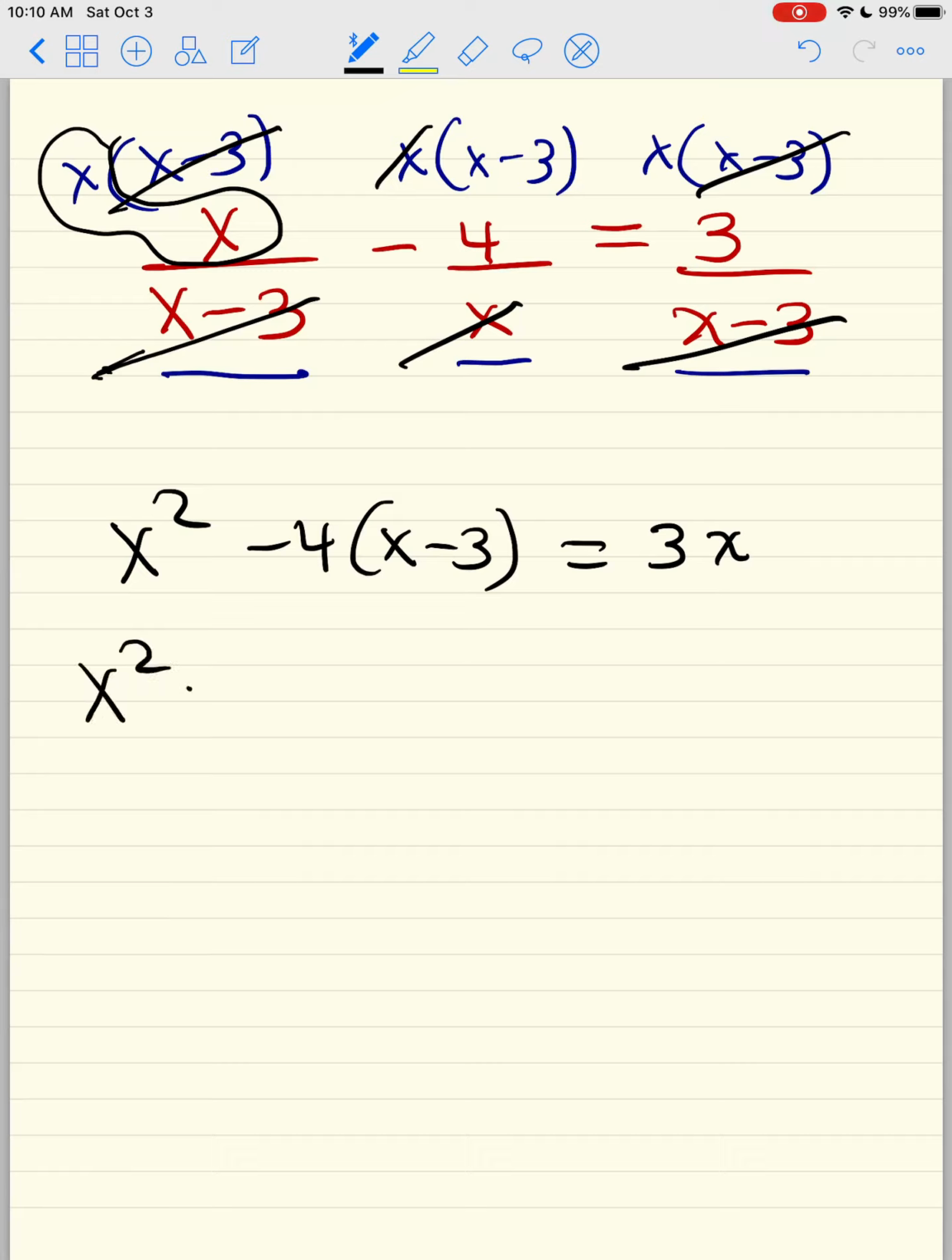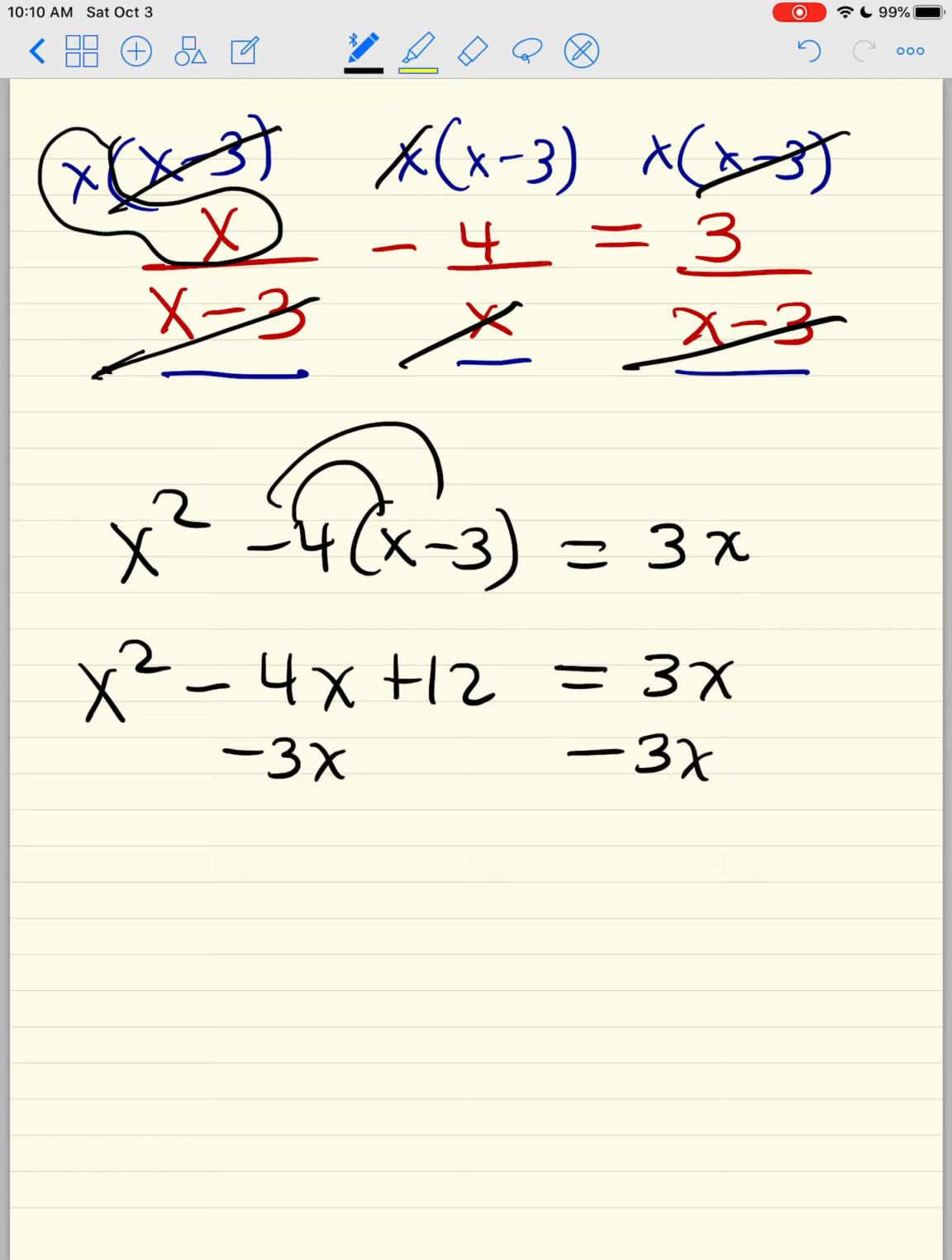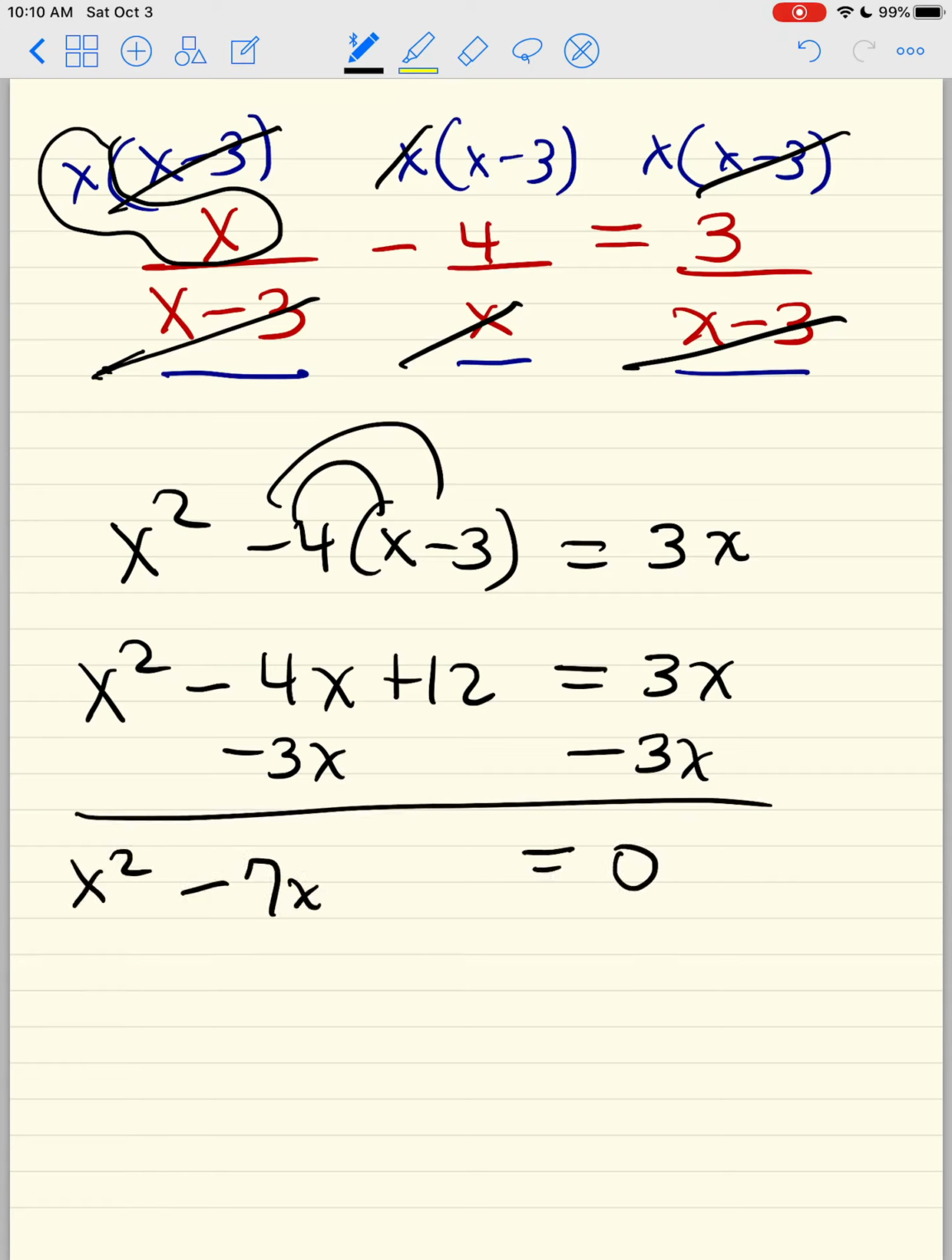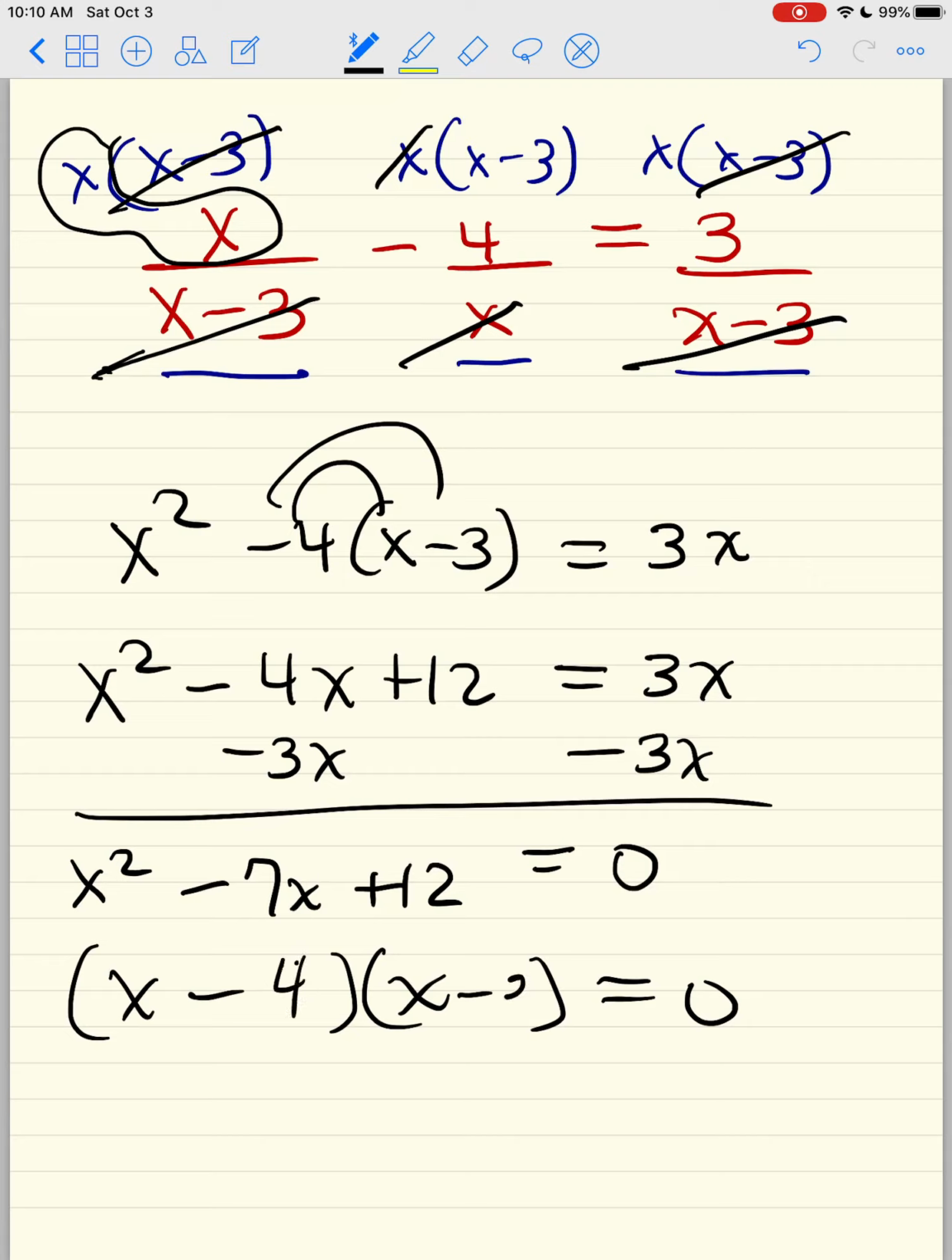Now what? Well, from the previous example, remember I said earlier in the video, you cannot solve an equation that has fractions or parentheses, so get rid of the parentheses by distributing. And now I'm going to minus 3x, and then I'm going to have this. What gives me a positive 12, that gives me a 7 when I add them.